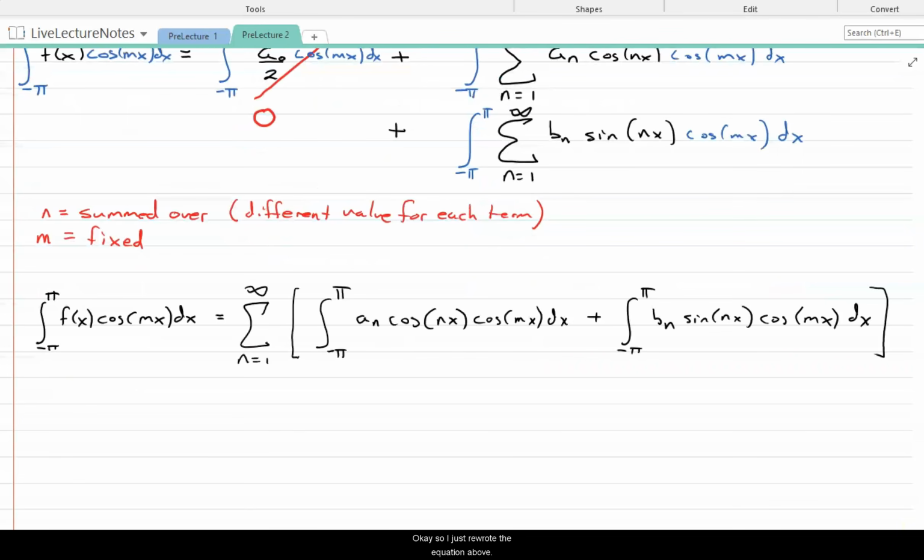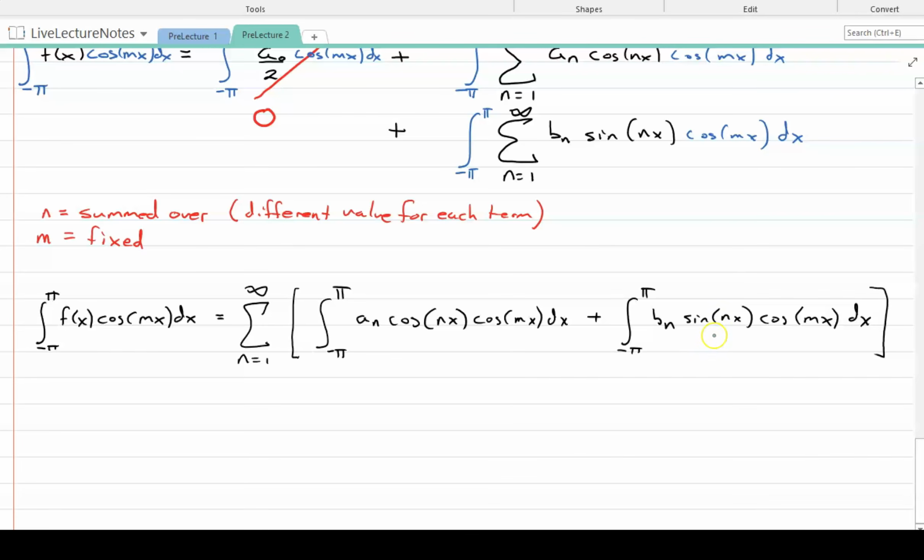Okay, so I just rewrote the equation above. I made it into a single sum because those two sums are over the same range, they both go from n equals 1 to infinity, so I can just write it as a single sum. And then I'm summing up all of these integrals from minus pi to pi. And you can see how this is going to work now.